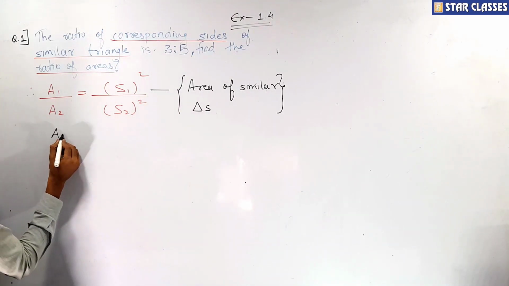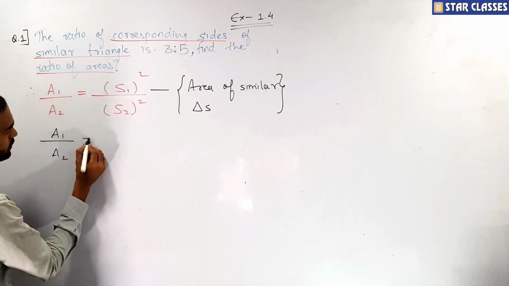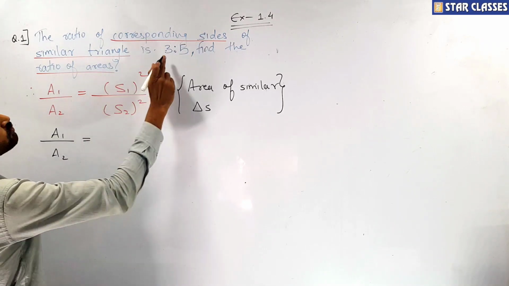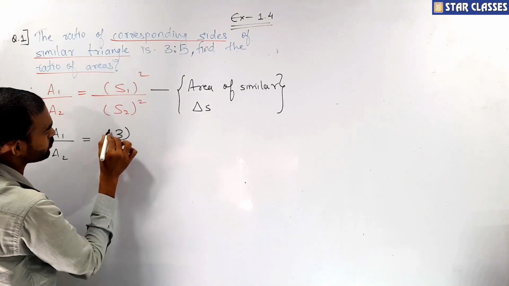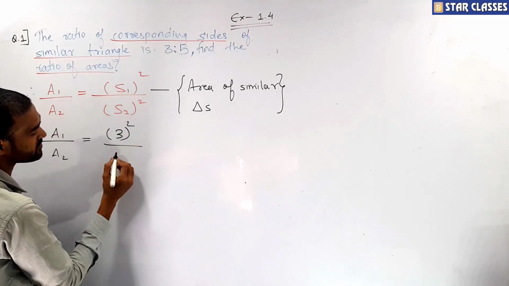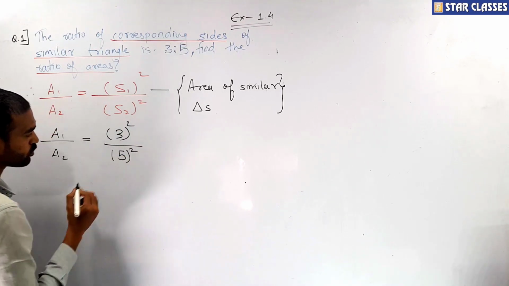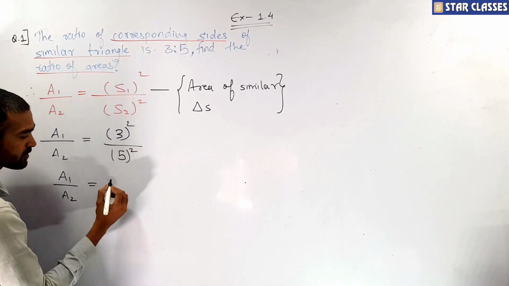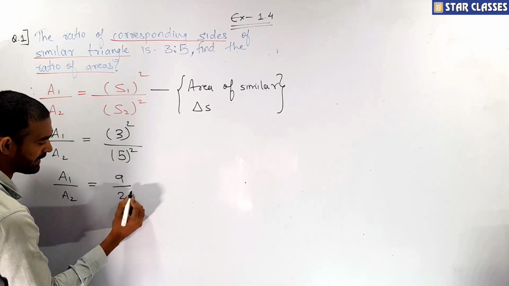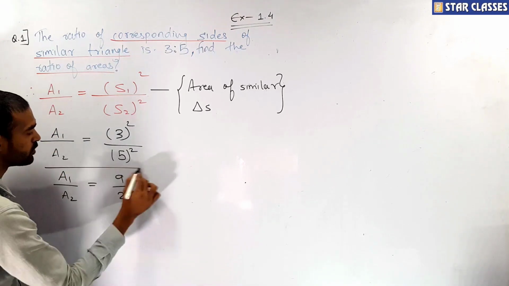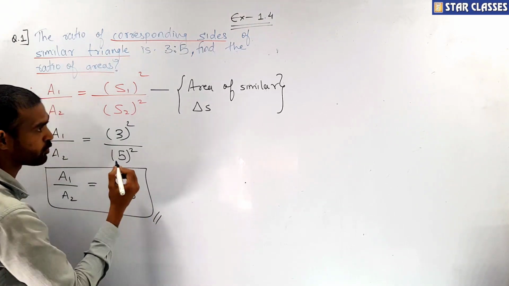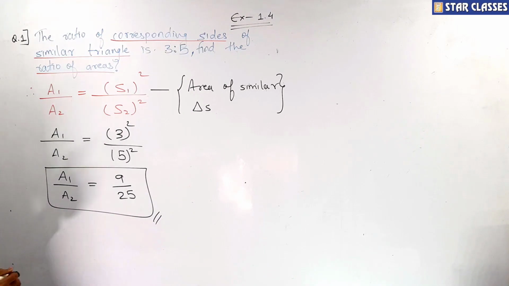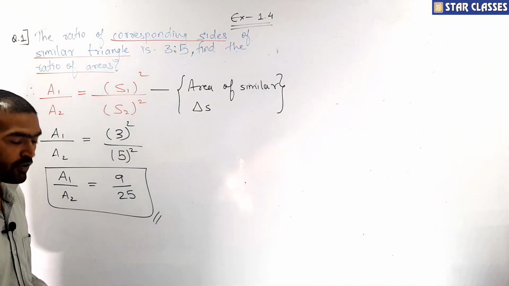Now substitute the values. A1 upon A2 is equal to, what is side 1? Side 1 is given, 3 squared, upon side 2, which is 5 squared. So my final answer will be A1 upon A2 is equal to 3 squared, which is 9, upon 5 squared, which gives you 25. So this is my question number 1. Clear, everyone? Now we'll move further.